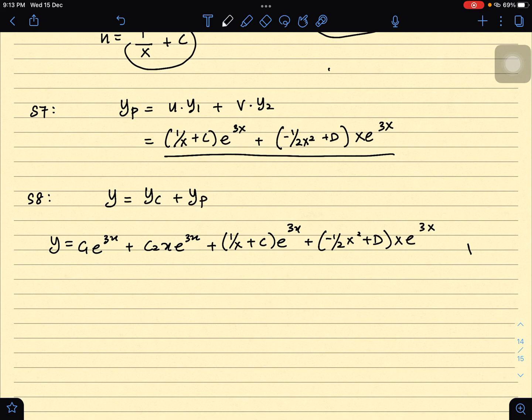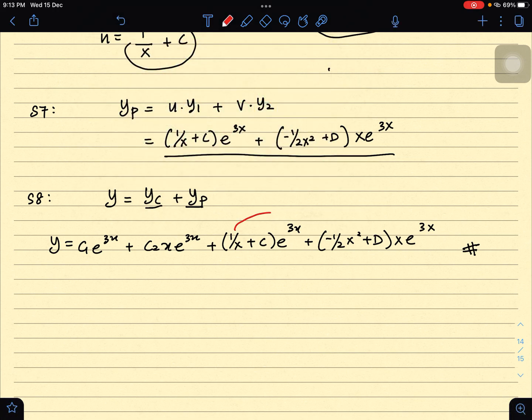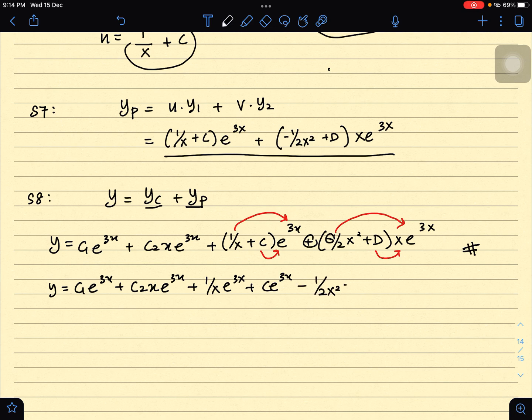Sampai sini sebenarnya awak dah pun siap kerana awak dah combine pun YC dan YP. So ini adalah general solution. Cuma kita nak simplify, tak nak tengok panjang-panjang sangat. Okay, sebab yang ini boleh buka kurungan darab. Yang ni pun sama, boleh buka kurungan darab. So kita buka kurungan. So apa yang kita akan dapat? Y kita adalah C1 exponent 3X plus C2X exponent 3X plus 1/X exponent 3X plus C exponent 3X.